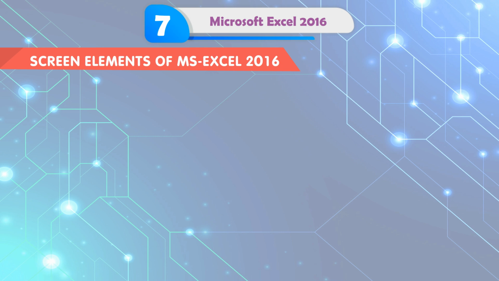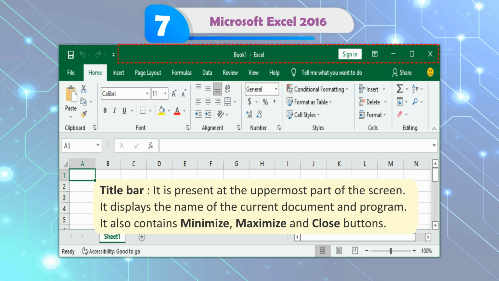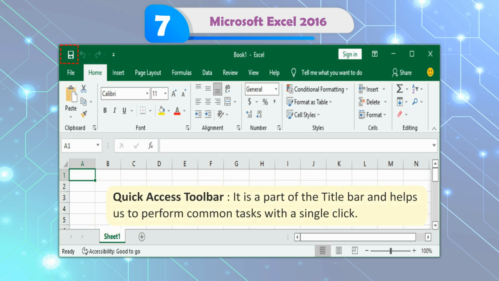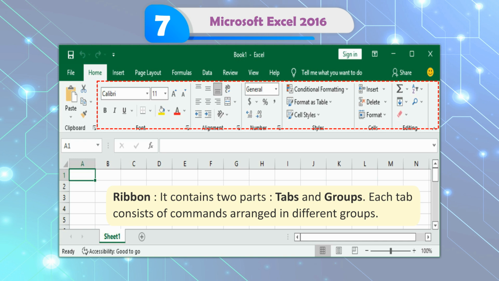Screen elements of Microsoft Excel 2016. Title bar. It is present at the uppermost part of the screen. It displays the name of the current document and program. It also contains minimize, maximize, and close buttons. Quick access toolbar. It is a part of the title bar and helps us to perform common tasks with a single click. Ribbon. It contains two parts, tabs and groups. Each tab consists of commands arranged in different groups.